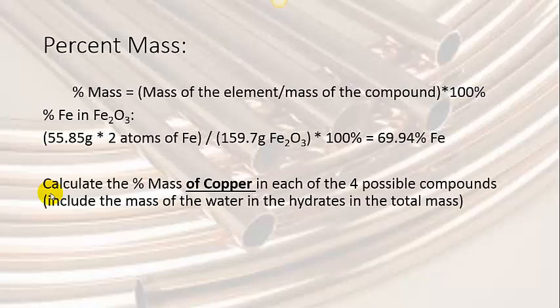We want to calculate the percent mass of copper in each of our 4 possible compounds. And this is the value that we will experimentally determine. We're going to experimentally determine the percent mass of copper, and we'll compare it to our knowns, because we know which of the 4 they are. We just don't know which one's which. So you will calculate the percent mass of copper in each.